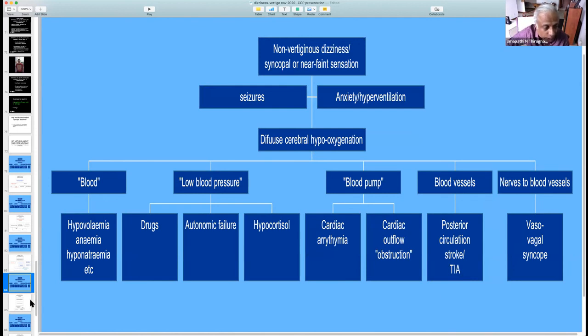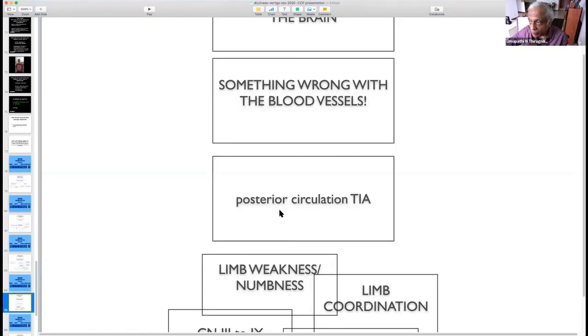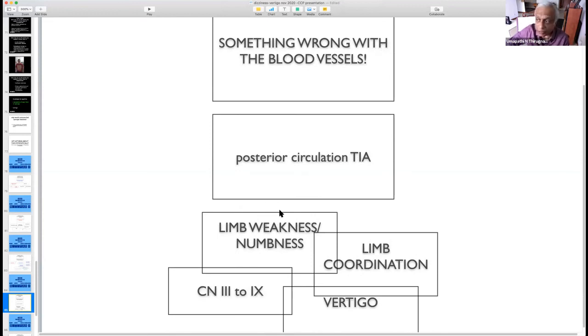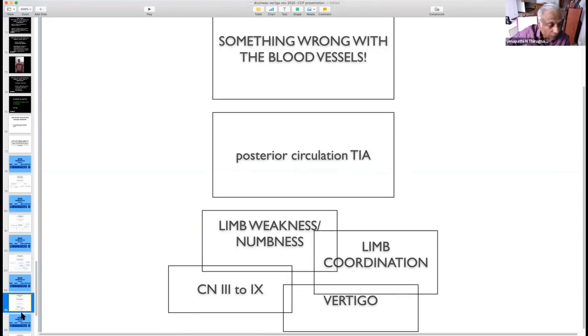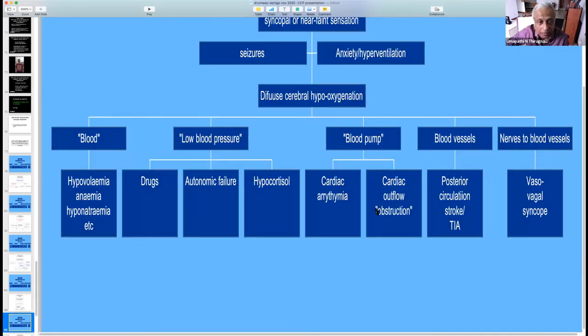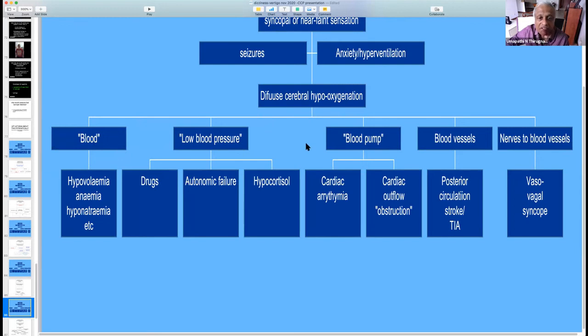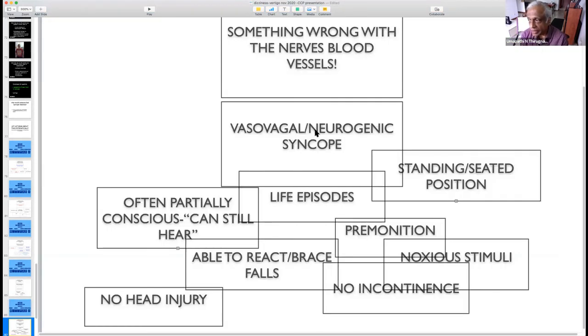But occasionally, you get a patient in the posterior circulation where the basilar artery is thrombosed and they get a sudden syncopal episode. So do consider TIA. Now, once you have thought about the heart, the blood, the pressures, and the blood vessels, then finally you have to start thinking, could this be a benign form of syncope? This is what we refer to as vasovagal neurogenic syncope. This is also very well known to general physicians. These are patients who all their life are very prone to fainting spells. So this is not a pathology.